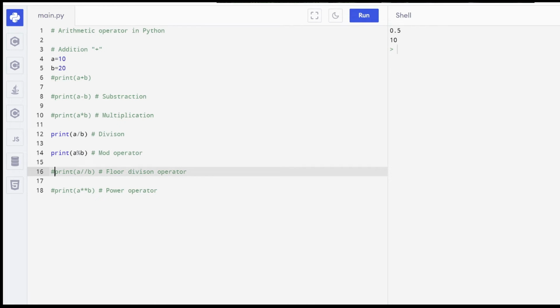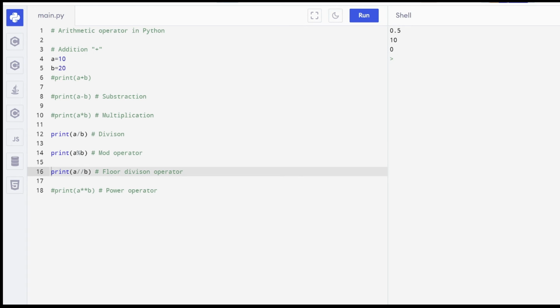Now the next one is the floor division operator. You can see here both these numbers are integer type. So what does the floor division operator do? If both the numbers are integers, then the output is an integer. When we divide with a single slash, it is 0.5. If we use a double slash here, our output will be 0.